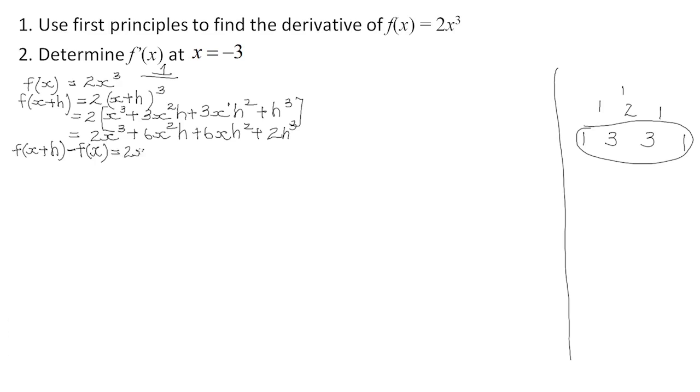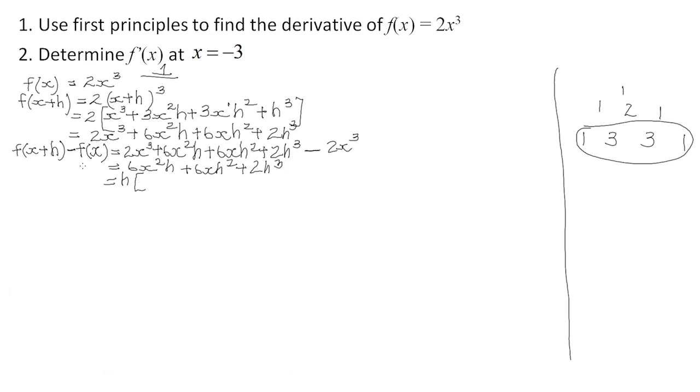So, 2x cubed plus 6x squared h plus 6x h squared plus 2h cubed. This is the function of x plus h minus, and then the function of x is given as 2x cubed. And what you're going to do now, you simplify your like terms, 2x cubed and minus 2x cubed. So you have 6x squared h plus 6x h squared plus 2h cubed. And immediately in this step, you take out h as a common factor.